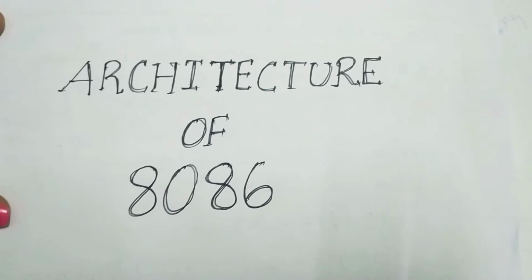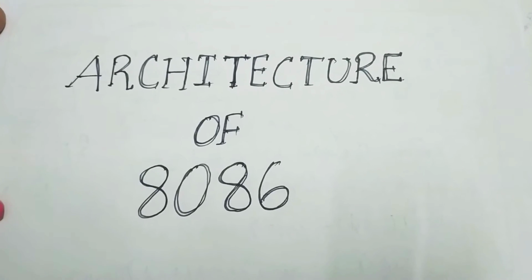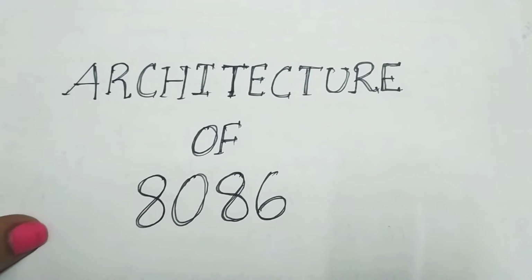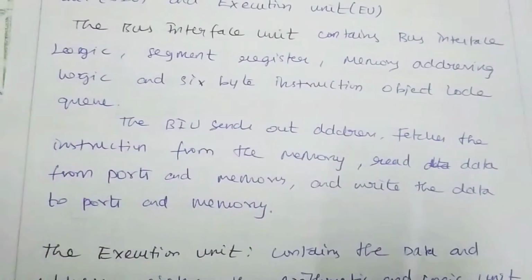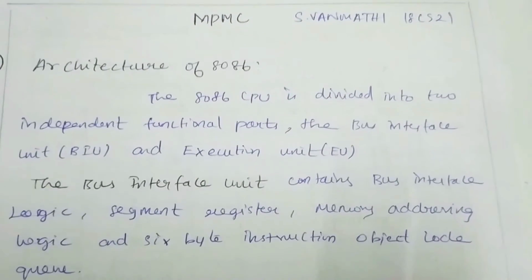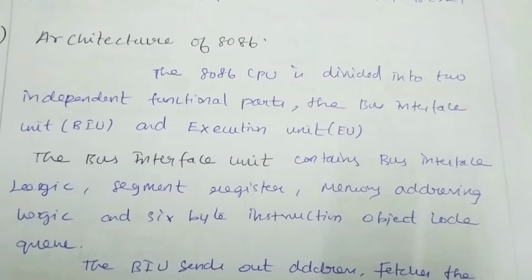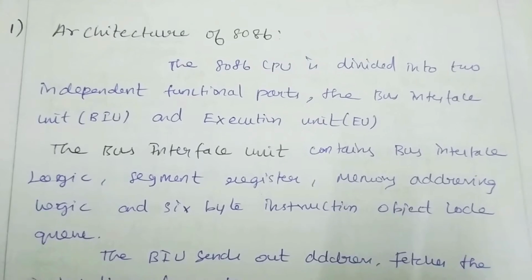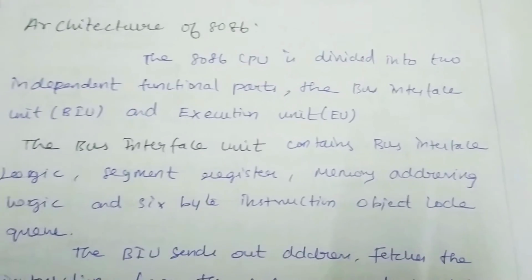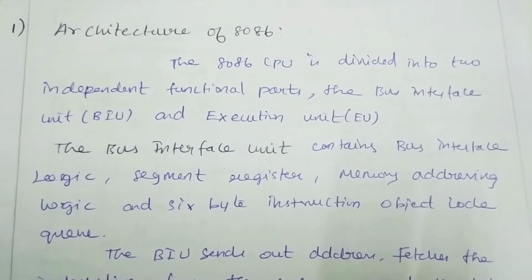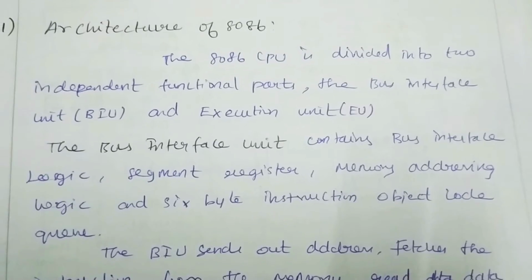Hi friends, let's discuss the architecture of the 8086 microprocessor. In the 8086 there are two interfaces: the bus interface unit and the execution unit. Both units are combined and the process continues in this 8086 IC.